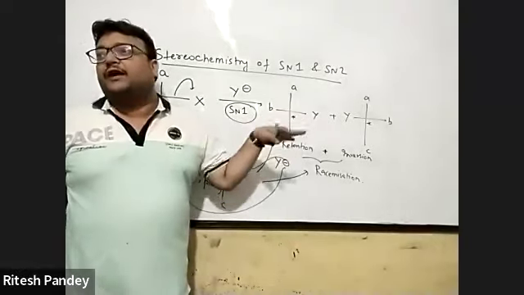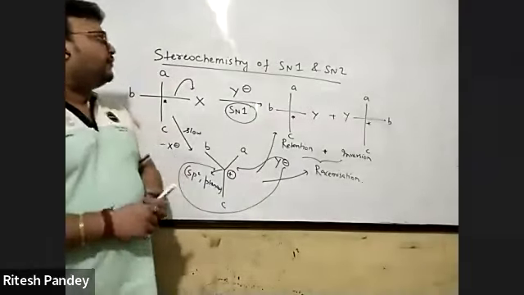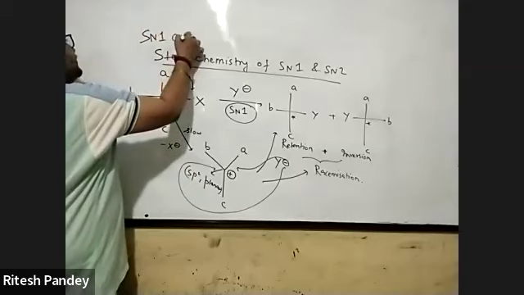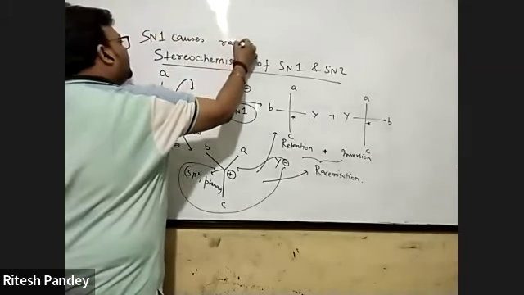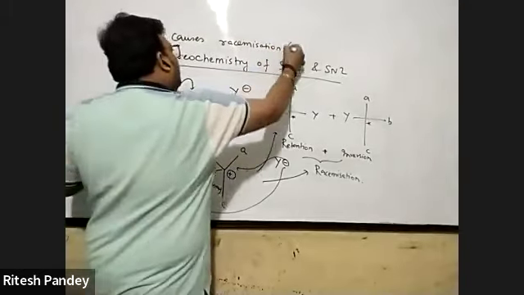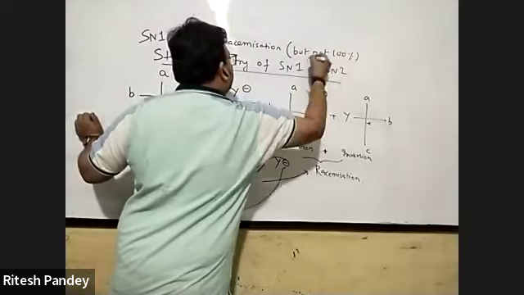Will give you a pair of enantiomers. Yes or no? Yes, sir. Sn1 causes racemization. But not 100%.